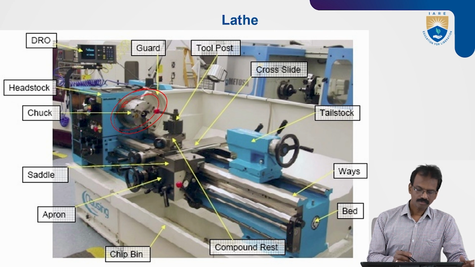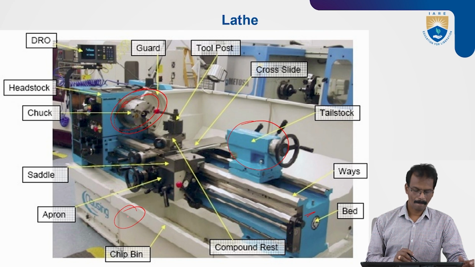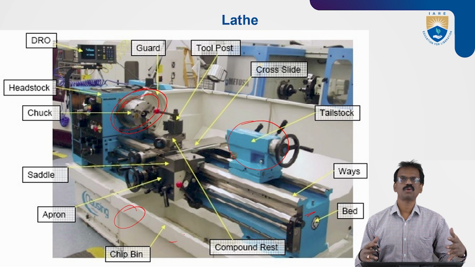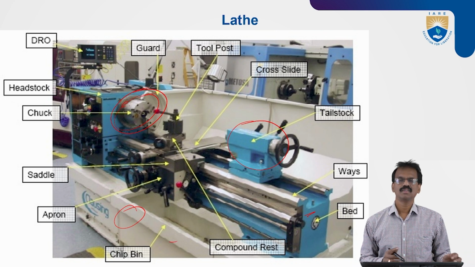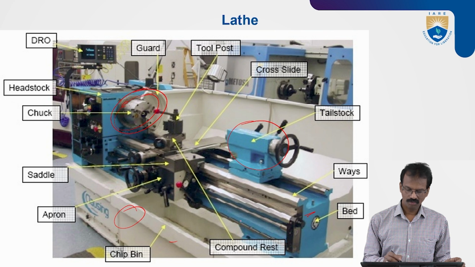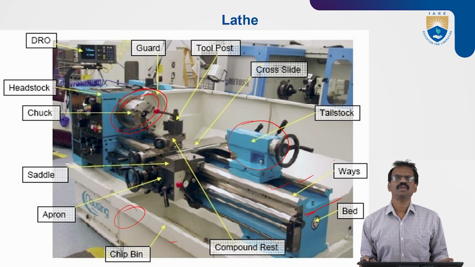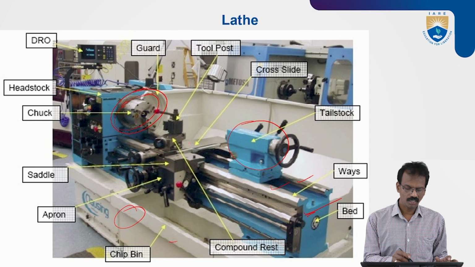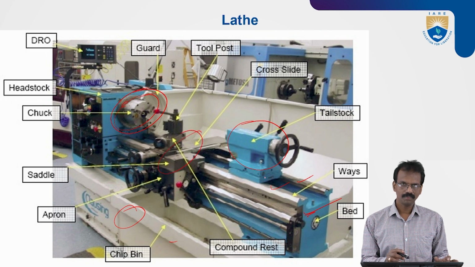This one is the tailstock. You know that this is the bed, the lathe bed. These are the legs of the lathe, most probably in rectangular form. On this bed, we can see these are the guideways, very accurate guideways. On the guideways, the saddle will move, and at the same time the tailstock also will move.